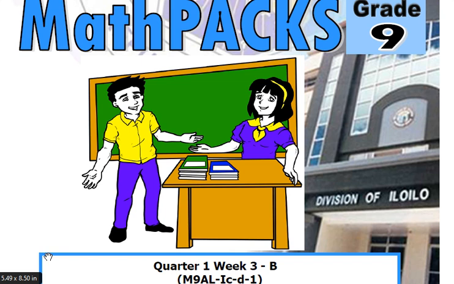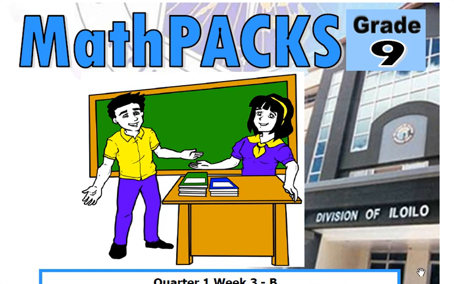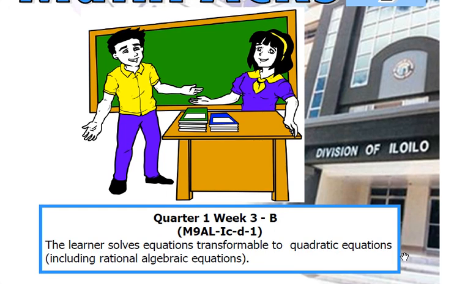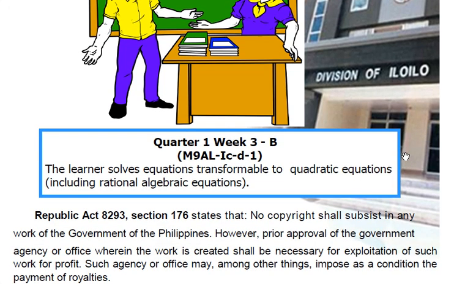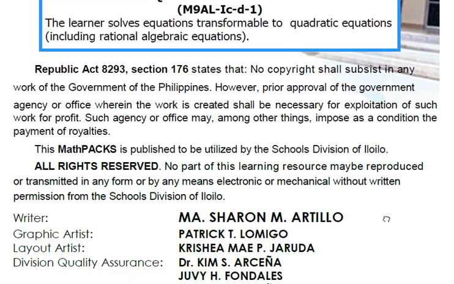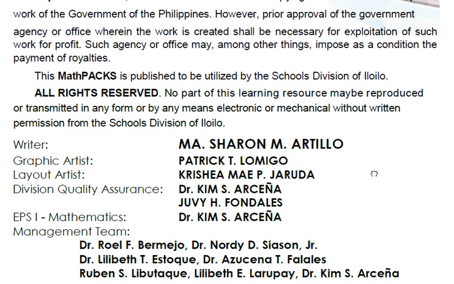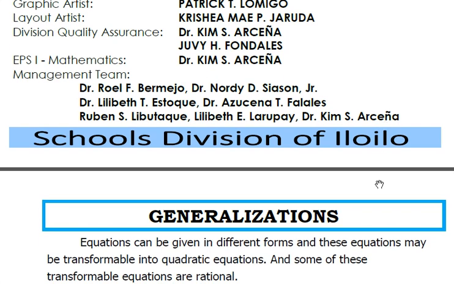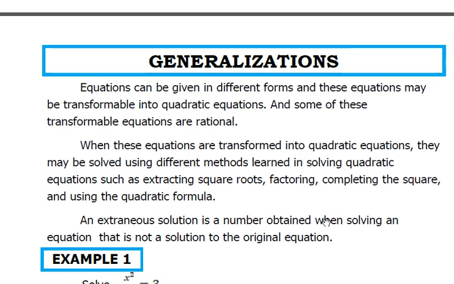3B. The objective of this module is for you learners to be able to transform any type of equations into quadratic equations and solve that equation if it's already in quadratic form. So any type of equations, and that includes rational algebraic expressions or equations.